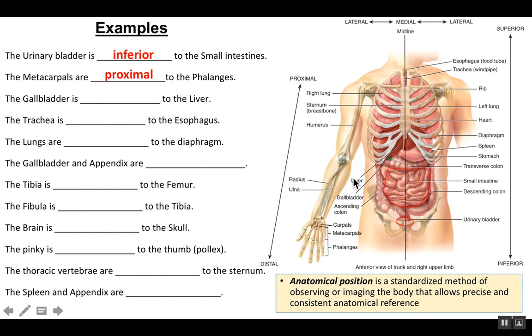Okay, the next two, the gallbladder and liver. Here is the gallbladder. Notice it's a small little green sac that sits underneath your liver. The liver is this larger brown colored organ in your upper abdomen. So a good answer would be a word that suggests that the gallbladder is below the liver. But we don't use the word below, we use the word inferior. Gallbladder is inferior to the liver.